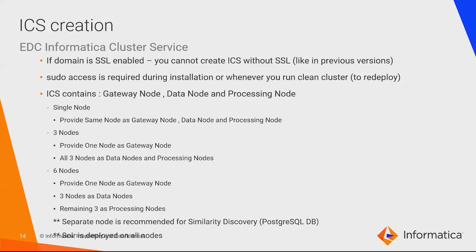And then for the ICS, you get again an overview of what you can configure in terms of single node, which would be more like for a sandbox environment. You'll have 3 nodes, which would be like a development environment. Or 6 nodes, where you have additional nodes specifically serving as data nodes and processing nodes split up into separate groups.